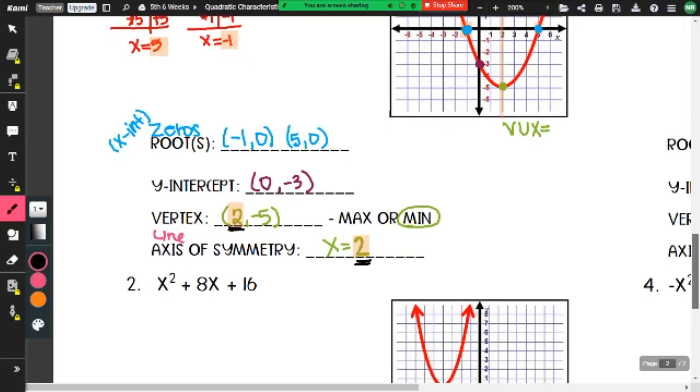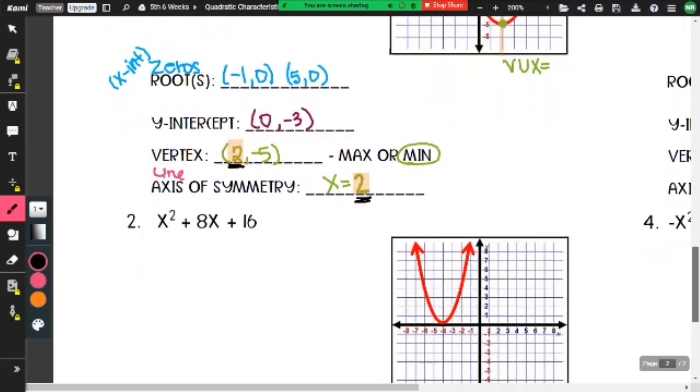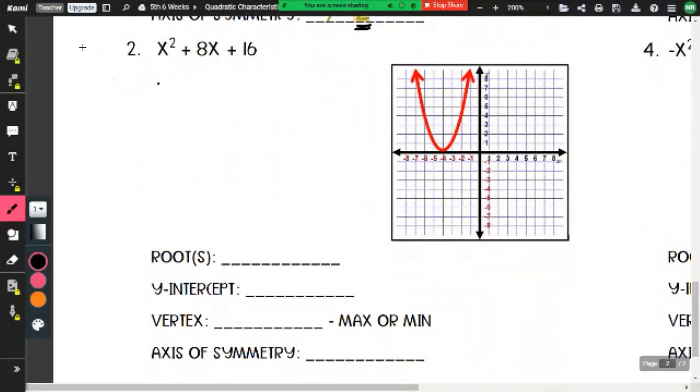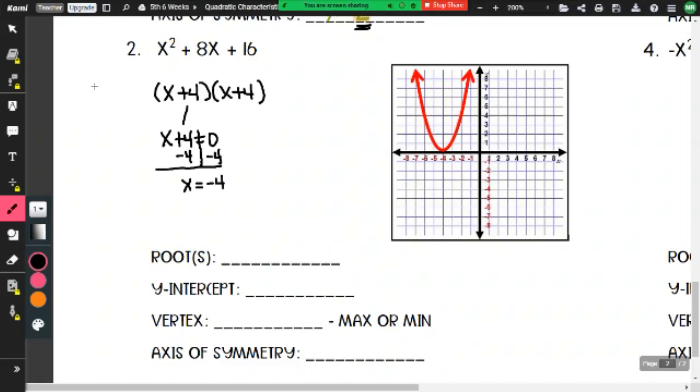Let's look at the next one. We're not actually going to take the time to go through all of the factoring, but this one will give you x plus 4 and x plus 4. It gave you the same exact binomial. So when I solve, I'm still going to get the same exact answer. X plus 4 equals 0. How do I finish solving that? Minus 4. X equals negative 4.